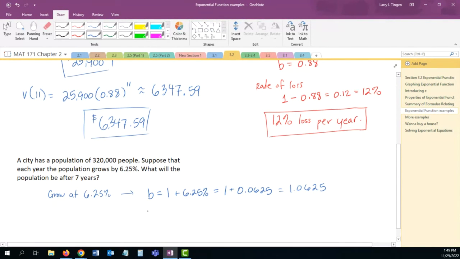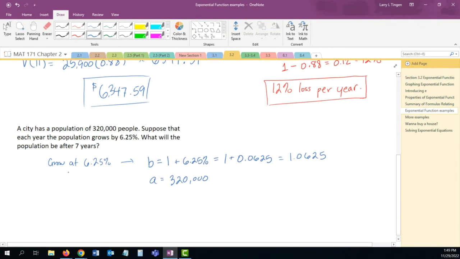So if that's B, A is my initial value. Well, the problem starts with 320,000 people. So my population exponential equation looks like 320,000 times 1.0625 raised to the t. Right? That is what is running the show. And so I got that.